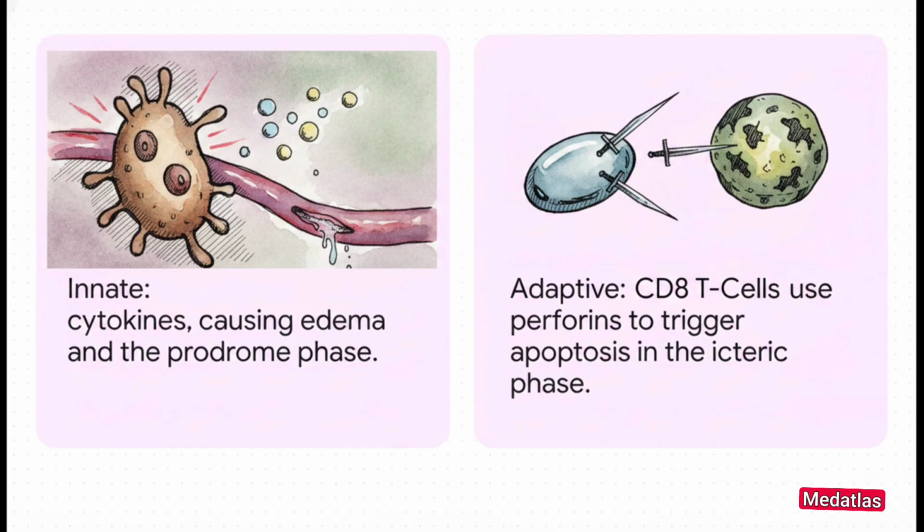First up, the innate response. Hepatic macrophages called Kupffer cells sound the early alarm, dumping out cytokines. This makes blood vessels leaky, swells up the liver, and triggers a prodrome phase. Those vague, miserable flu-like symptoms. Then, a few weeks later, the adaptive response rolls in. This is the highly trained surgical strike team that kicks off the severe icteric phase.